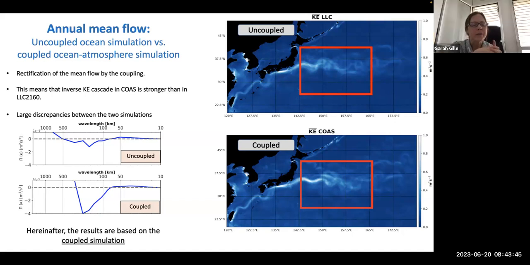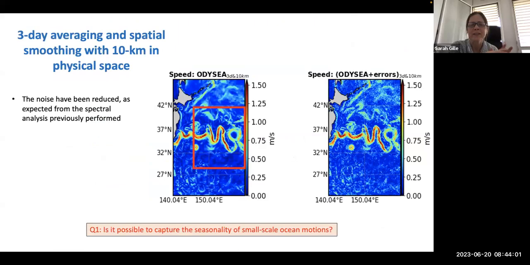And the other thing I really wanted to ask is, one of the big things that ODYSEA will deliver that we haven't had from altimetry is total current versus geostrophic. What would these quantities look like if you only pulled out the geostrophic component? Have you played with that at all?